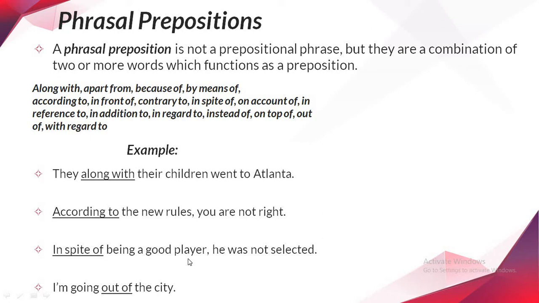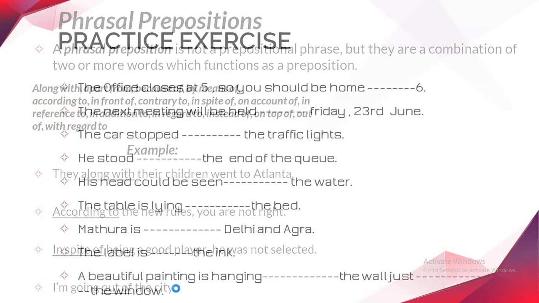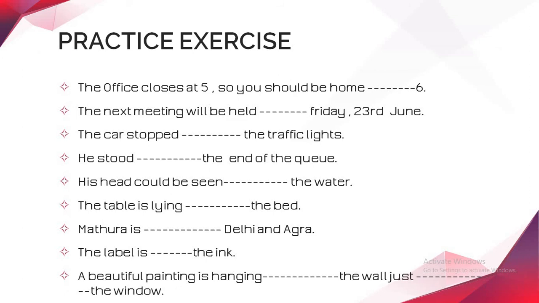In spite of being a good player, he was not selected. That means though he was a good player, but still he was not selected. So we can use the prepositional phrase, in spite of being a good player, he was not selected. I am going out of the city. So these are some of the phrasal prepositions. Now let us do an exercise based on prepositions of all kinds.